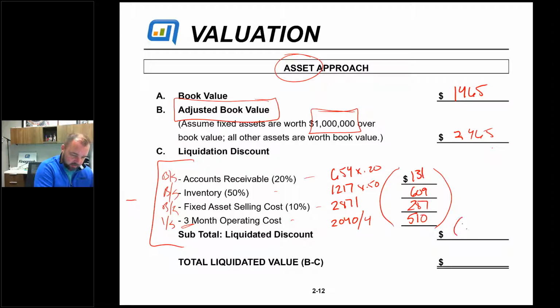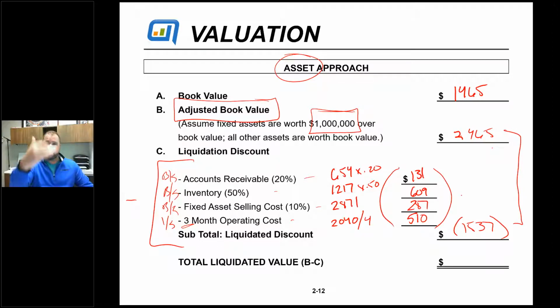So I'm going to subtract 1537 right there. Now, these are the two numbers I'm looking at. My appraisal value minus my discount. Remember, that's what I'm totally going to negotiate down. I'll negotiate all the way down to this. So 2465 minus 1537 equals 928,000. So that's the moment of truth.